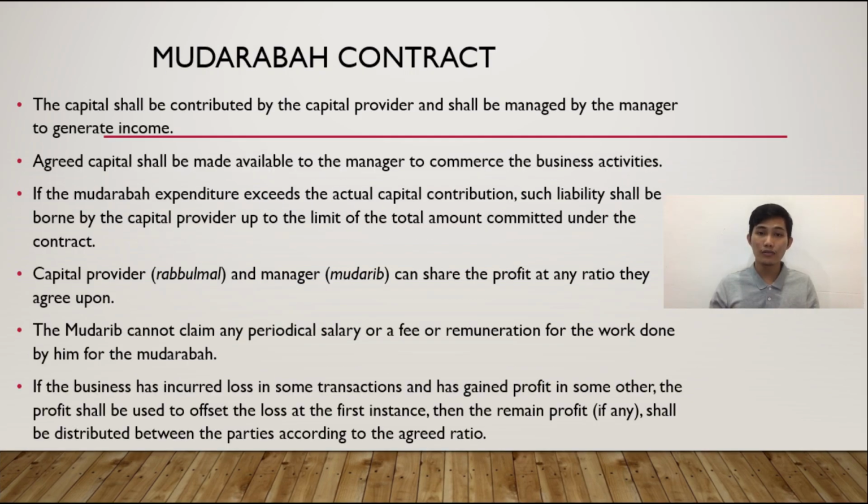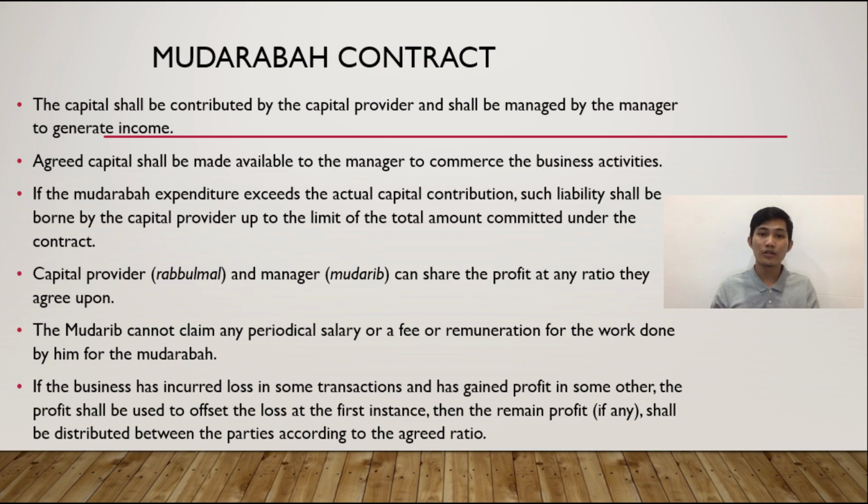For investment, I would suggest mudarabah contract. Generally, the capital shall be contributed by the capital provider and shall be managed by the manager to generate income. The agreed capital shall be made available to the manager to commence the business activity. When the contract has terminated, the manager has to return the outstanding capital, if any. If the mudarabah expenditure exceeds the actual capital contribution, the liability shall be borne by the capital provider up to the limit of the total amount committed under the contract.